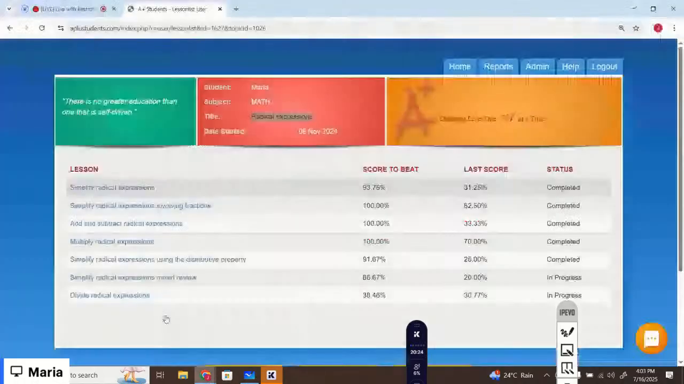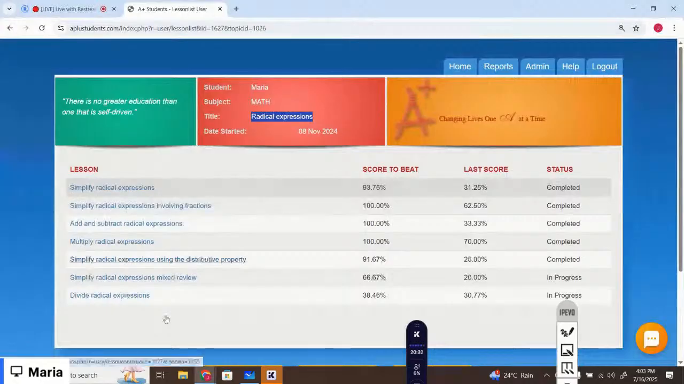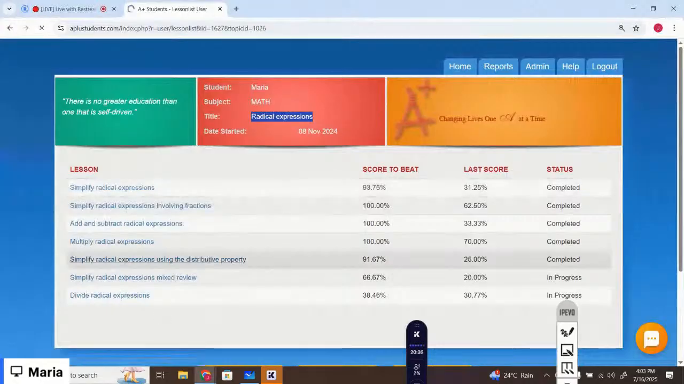So I'm on grade 9 now. Chapter 1 right now is radical expressions. Let's just start with the lesson that is simplify radical expressions within the distributive property.